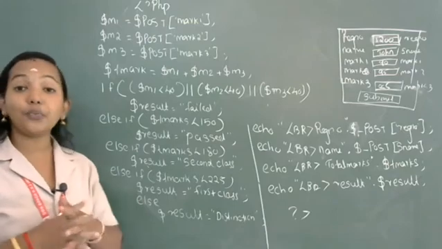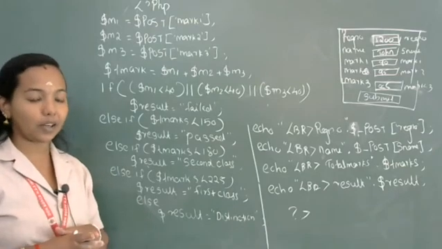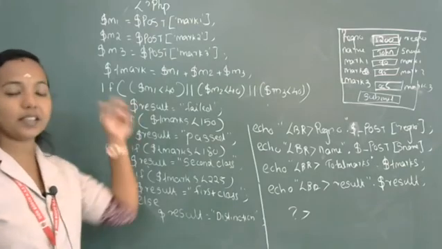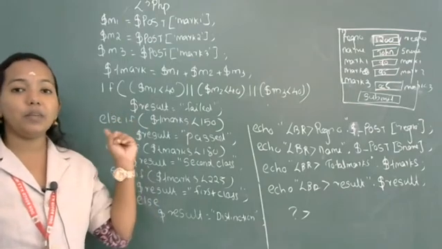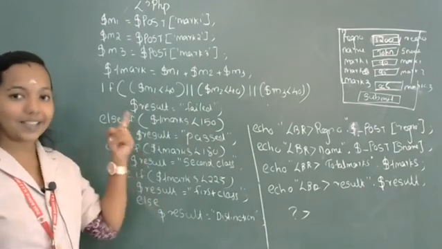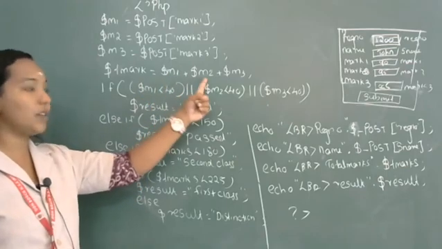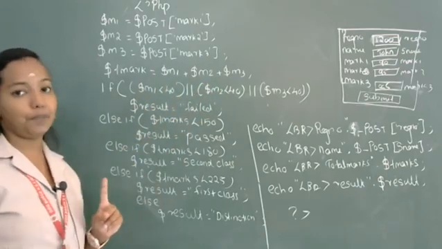Using $_POST method, we assign the 3 mark text box values into M1, M2 and M3. Then after that, to find the result, you want to find the total mark. To find the total mark, we created one PHP variable $totalmarks, that is equal to $M1 plus $M2 plus $M3.